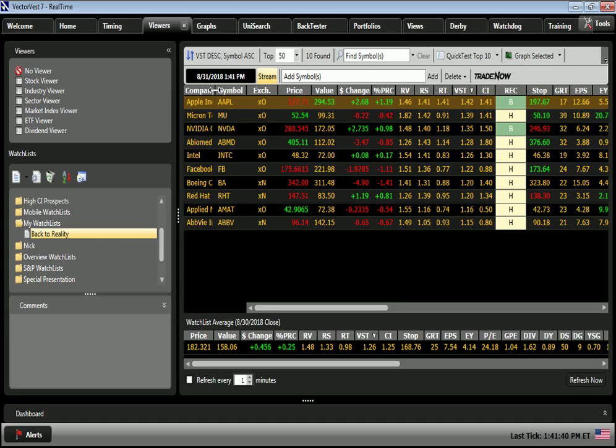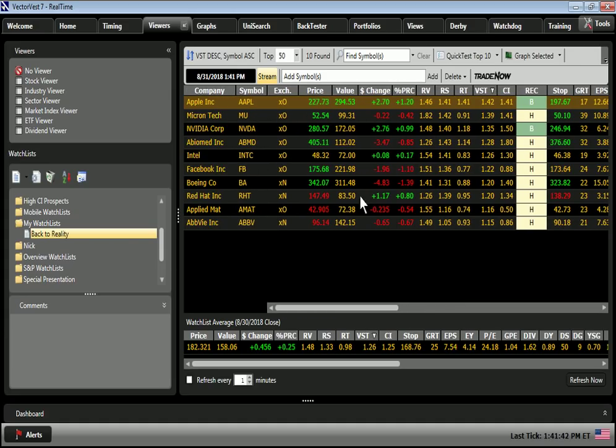So the first thing I want you to do by looking at these stocks, look at RT. Once you're in a stock, RT is the key indicator to show you what stocks are really moving and which ones are not.